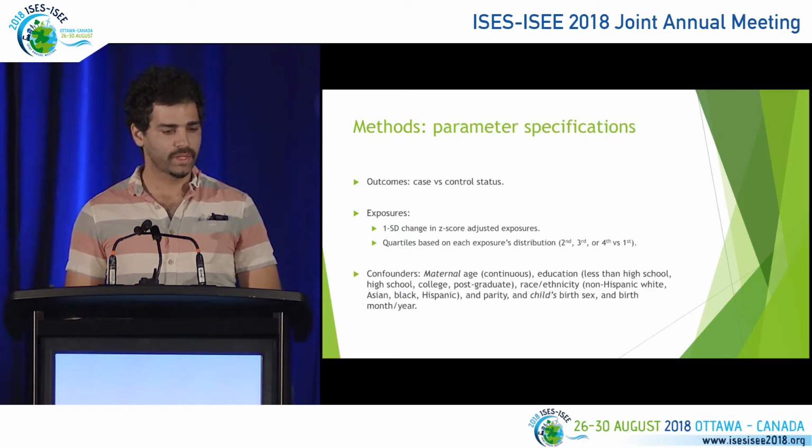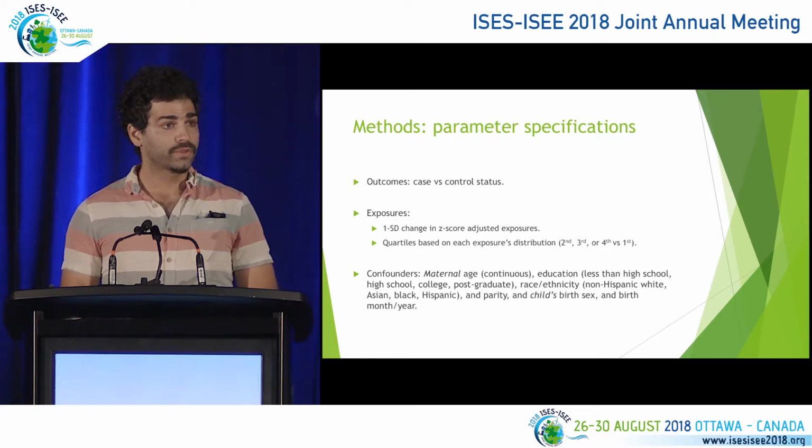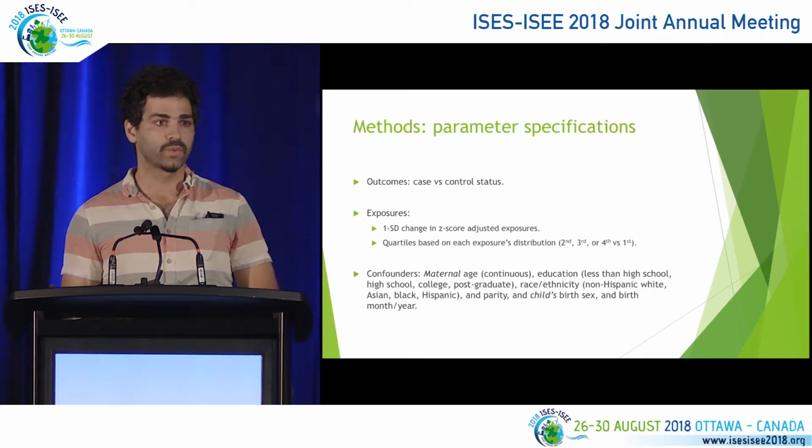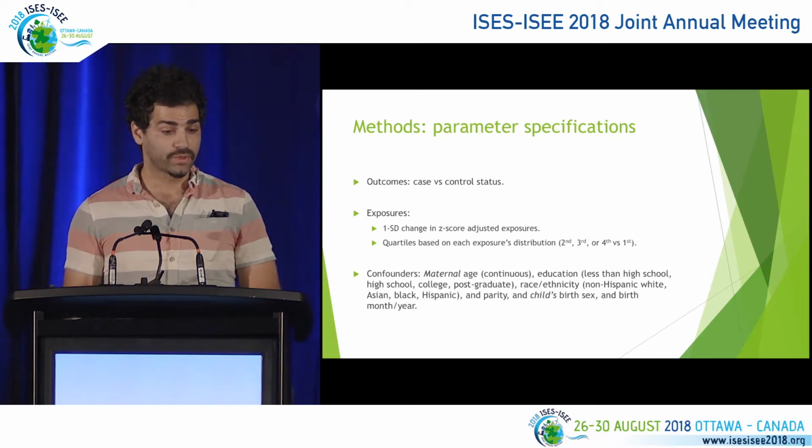So the way we model this is, of course, case versus control status for the outcome. The exposures I considered in 2 ways. One, we adjusted each exposure based on its Z-score standardization, so the change in effect is per 1 standard deviation change in exposure. And then we quartiled the exposures based on their distribution so that the second, third, and fourth quartile were compared to the first.